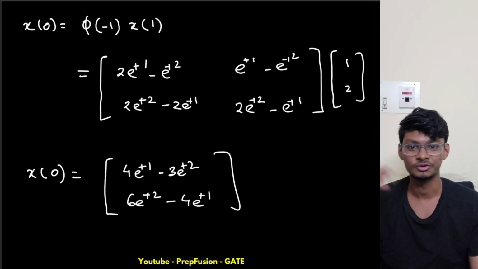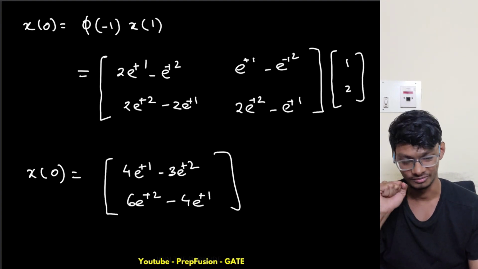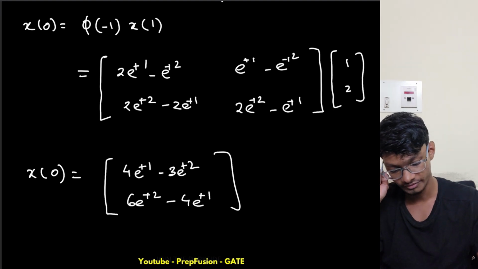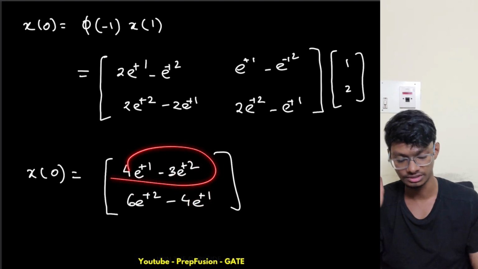I know a few of you are screaming, what are you doing, why did you put the wrong powers? So now you put the value of exponentials and solve for the question.